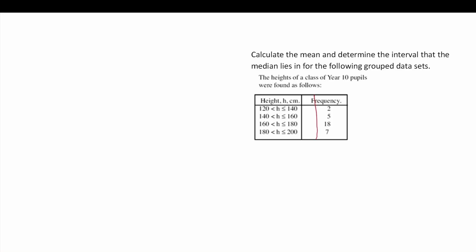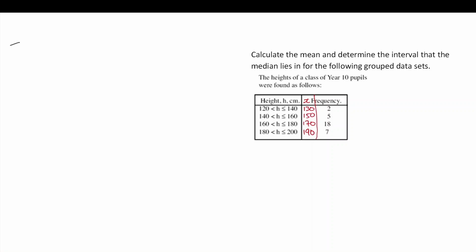In this question, we've been asked to calculate the mean and to determine the interval that the median lies in for this dataset. I'm going to use x to represent these midpoints. So the midpoint of each of these intervals, I'm going to add in this space here. Whenever we're asked to calculate the mean from a grouped frequency table, we are going to need to make use of midpoints. So here they are.